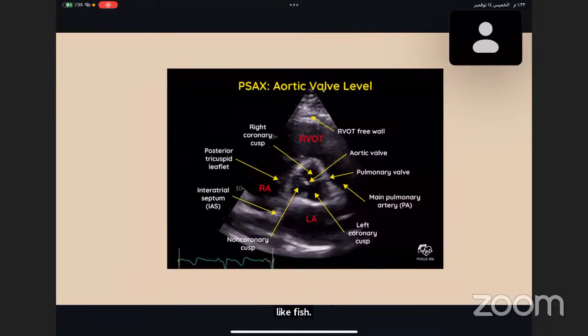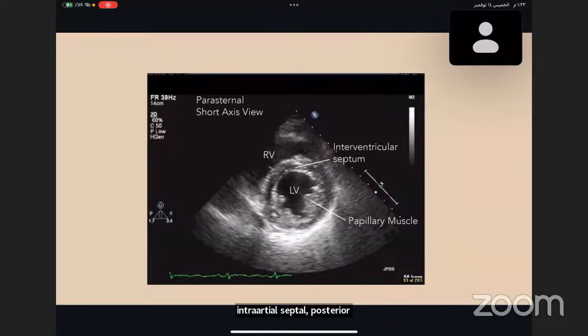At the aortic valve level, the valve looks like the Mercedes-Benz logo. We can see the right coronary cusp, pulmonary valve, main pulmonary artery, and left pulmonary artery. We can also see the interatrial septum and the posterior tricuspid leaflet. This picture also shows the short axis view.